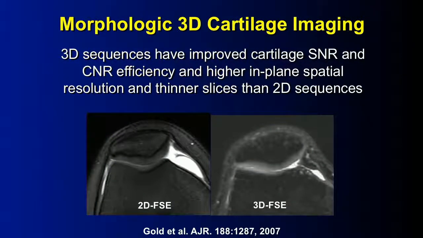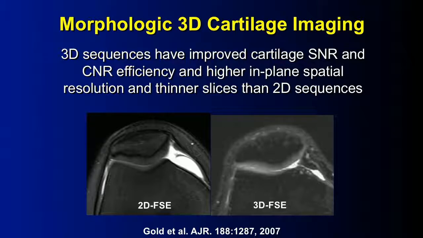So 10 years ago or more, I started looking at this problem, looking at three-dimensional fast spin echo, a sequence that was developed by John Mugler and was initially looked at in MSK and continues to be looked at. Basically, you see improved contrast to noise and SNR efficiency from 3D, higher in-plane spatial resolution and thinner slices than 2D. But the overall image quality, as you can see here at the bottom of the screen, is not as pleasing to the eye as the two-dimensional slice.